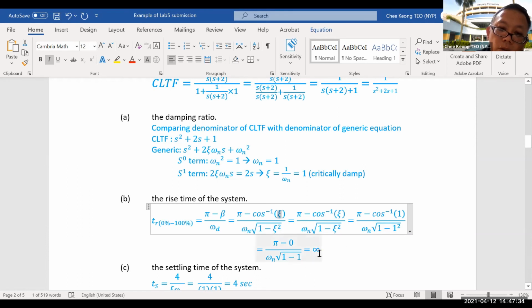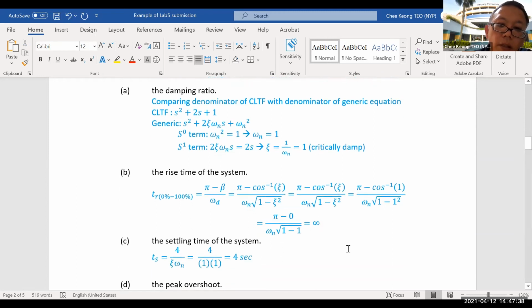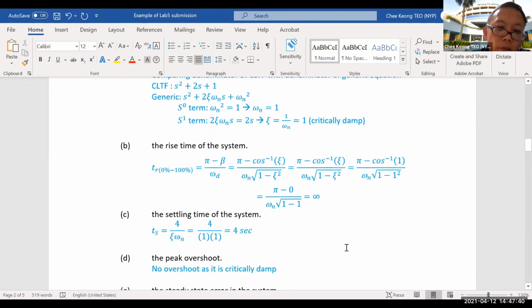So 0 divided by 0 is actually infinity. So the time is really very huge, right? So it's not defined. Now settling time, again, using the formula sheet, you look at settling time, and it's 4 over zeta omega n, right? So 4 divided by zeta, zeta again calculated as 1, damping ratio as 1, and omega n also calculated as 1 here. So basically you plug it in, you get 4 seconds.